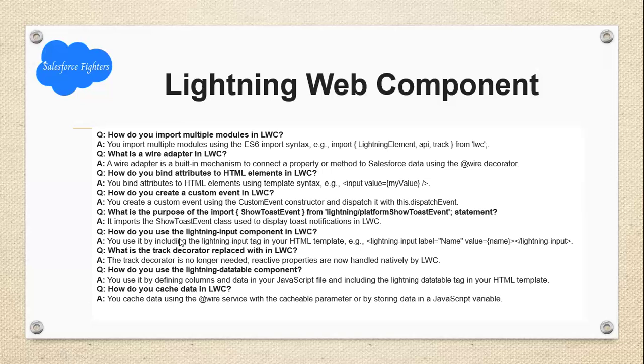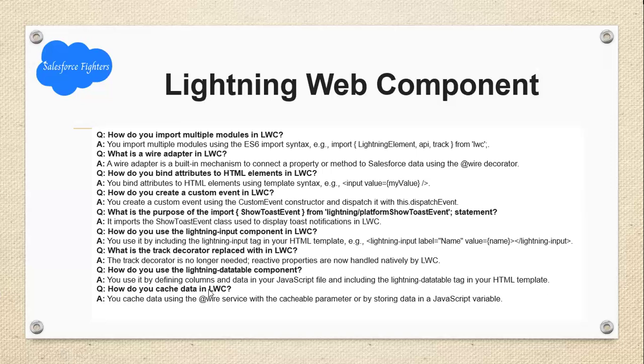Next question. What has the track decorator been replaced with in LWC? The track decorator is no longer needed to be reactive. Properties are now handled natively by LWC. Next question. How do you use the lightning-datatable component? You use it by defining the columns and data in the JavaScript file and including the lightning-datatable tag in your HTML template.